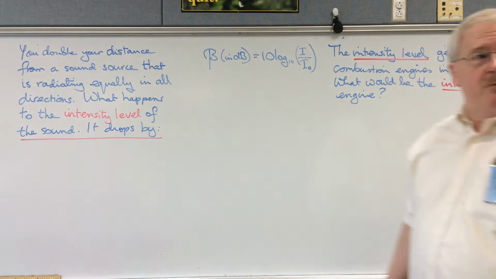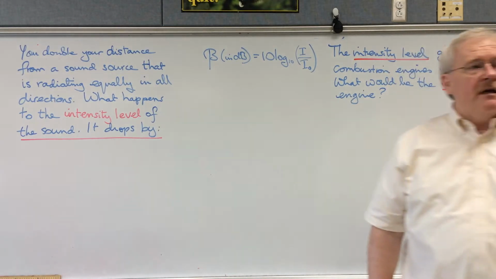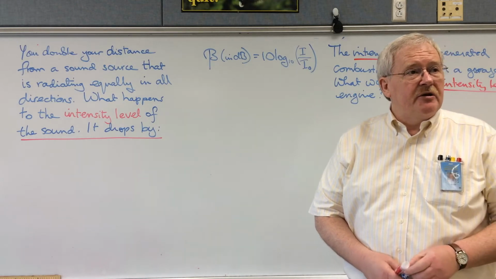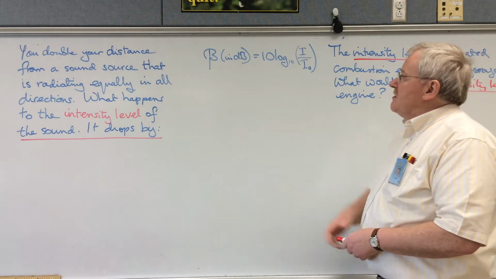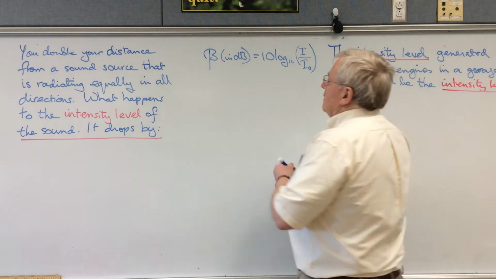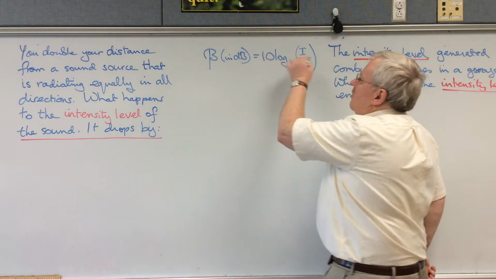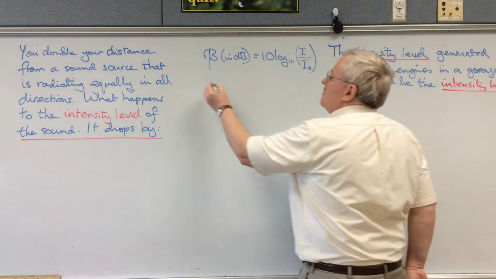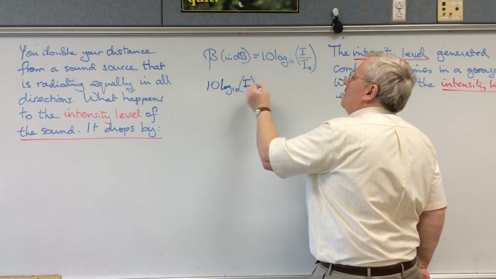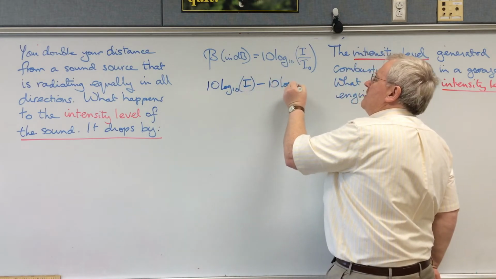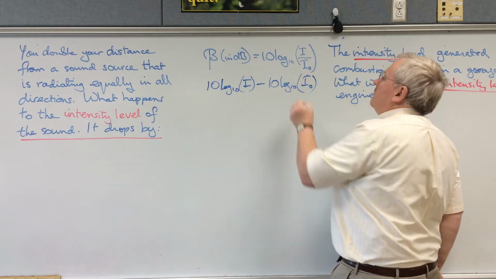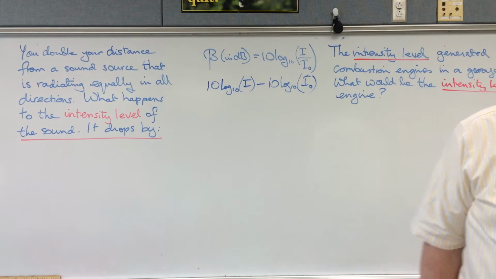Okay, so let's do some problems. These are examples from the concept quiz type questions I ask in this unit. First of all, let's do a little bit of math just to get us back on track. If we've got something like 10 log to the base 10 of I over I naught, we can also write that as 10 log to the base 10 of I minus 10 log to the base 10 of I naught. Everybody agree with that? Yeah?